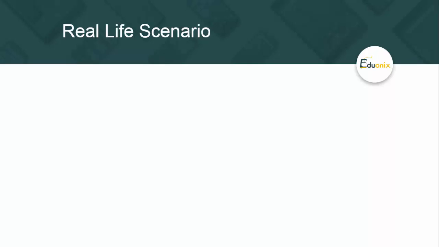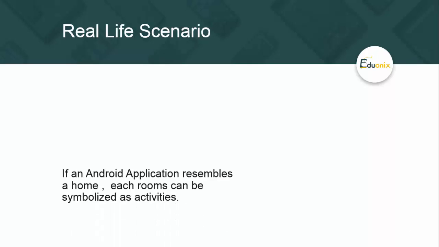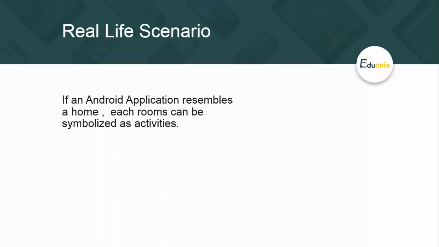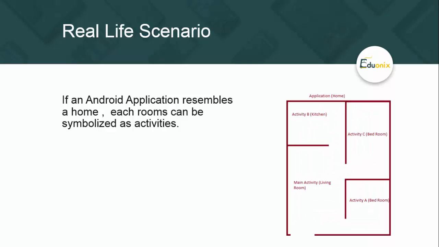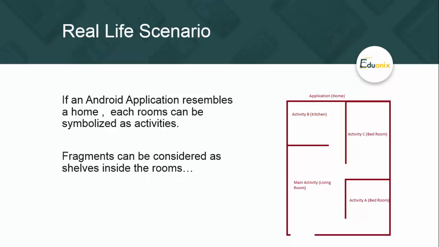As we discussed earlier, an Android app resembles a home, where each room can be symbolized as an activity. Let's continue elaborating on this example. Within each room, you can have multiple shelves. A fragment is a shelf in one of the rooms. Here, a shelf represents a portion of a room. Similarly, a fragment also represents the behavior of a portion of a user interface in an activity.